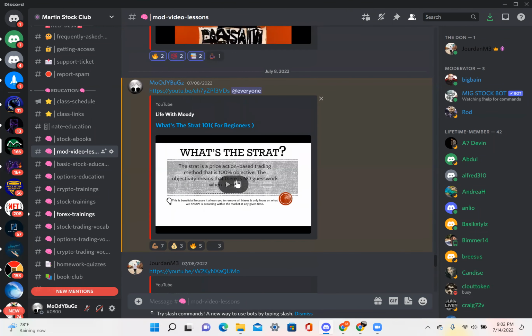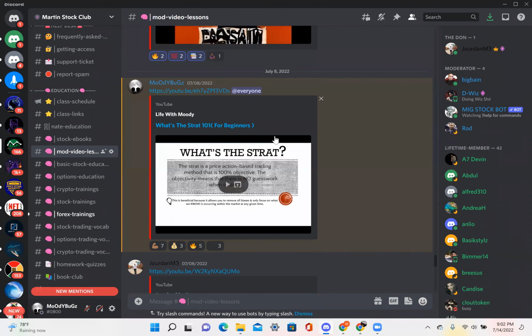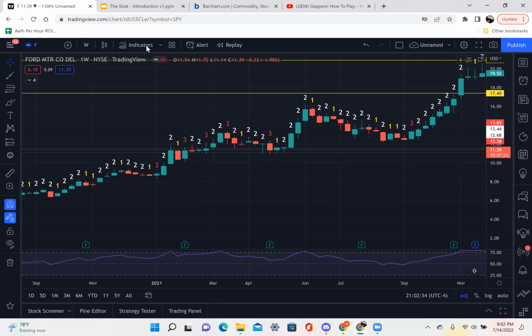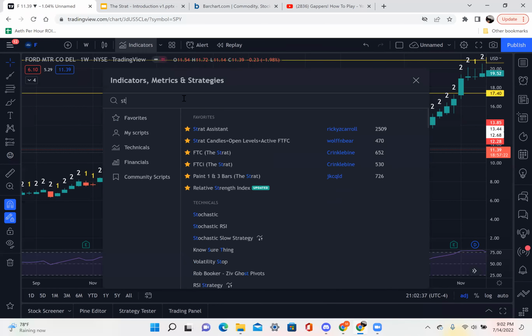And I went over it so many times on other videos. But real quick, all you do is go to the indicators. I'm not going to break it all the way down. You go to the indicators and you type in the strat. Once you type in the strat, you have 3 to choose from. You have the strat assistant. You have the strat candles open levels at active FTFC. That's the one that I use.